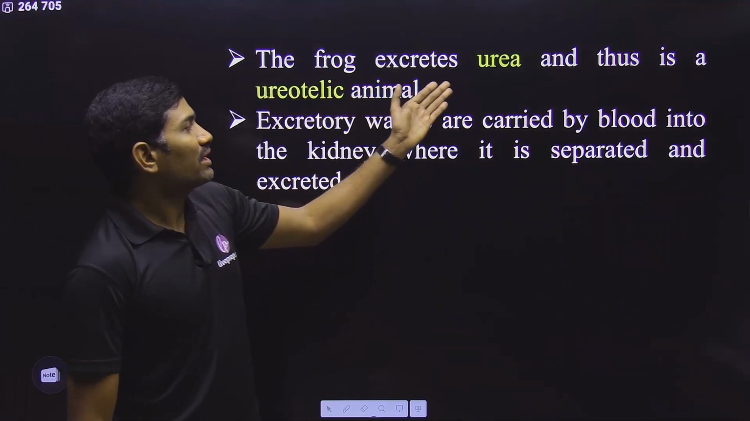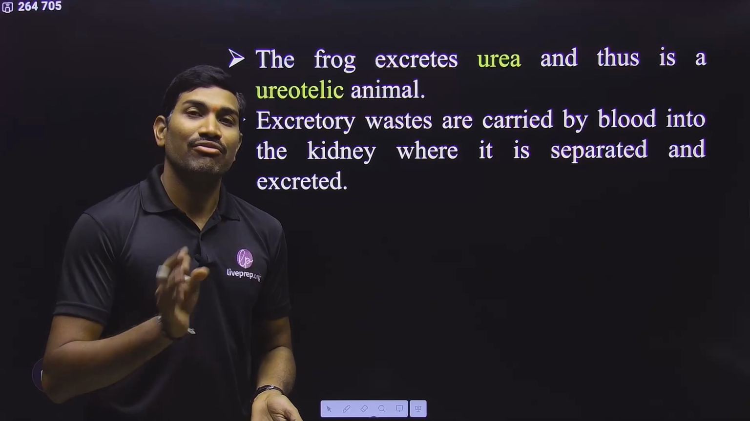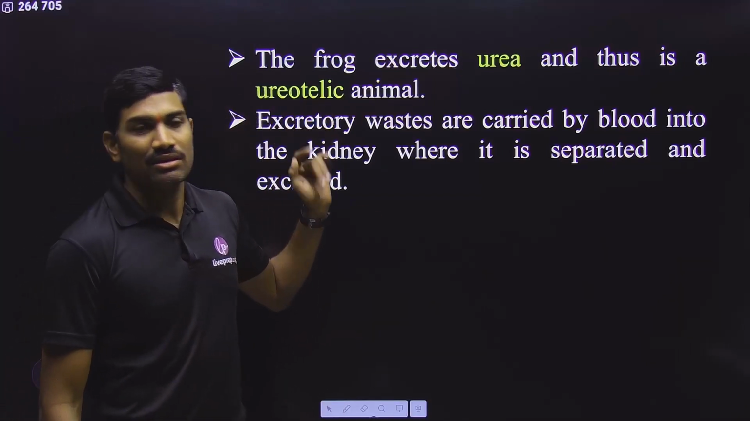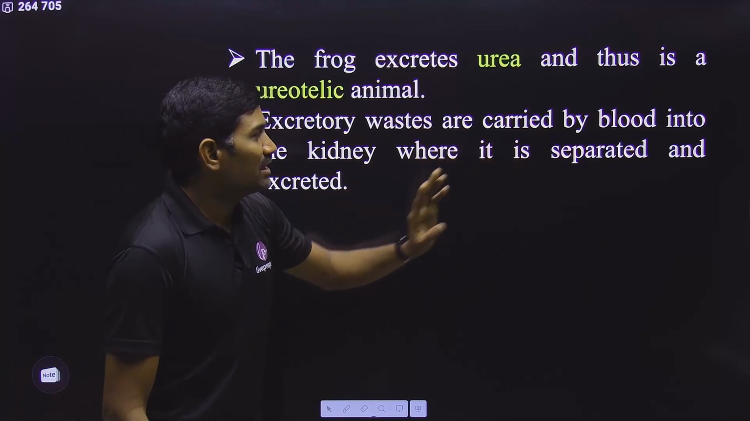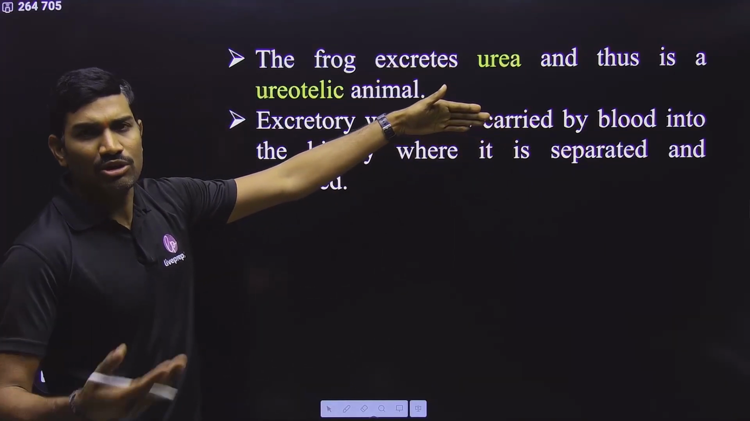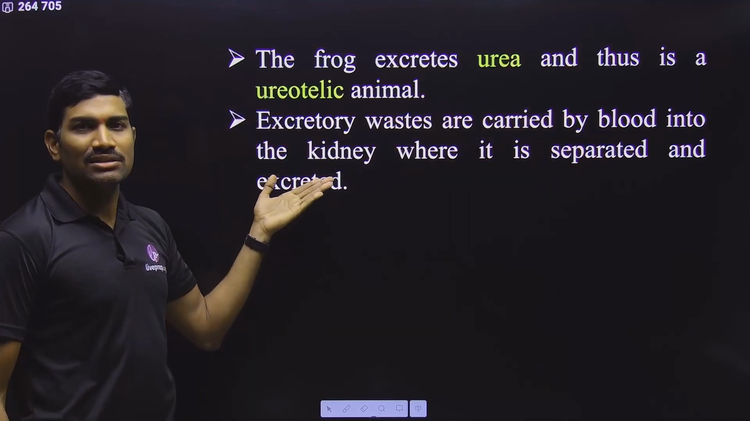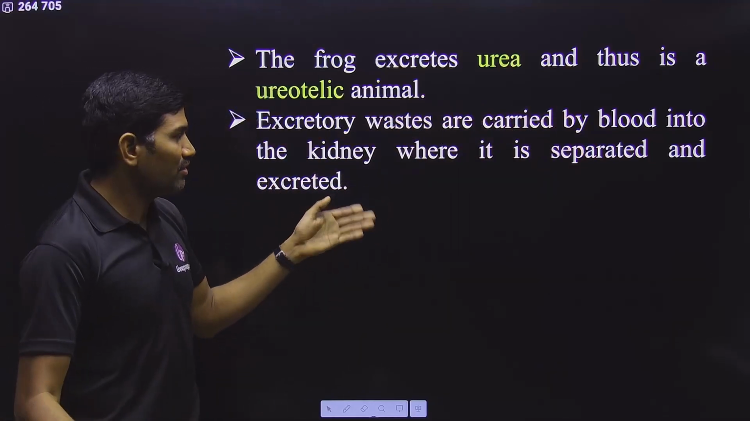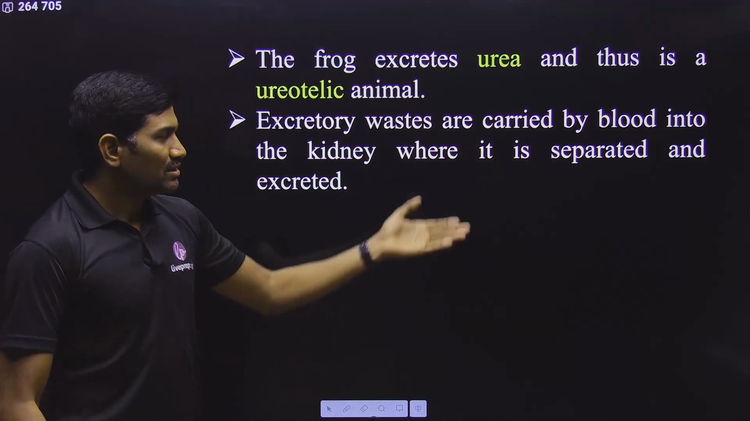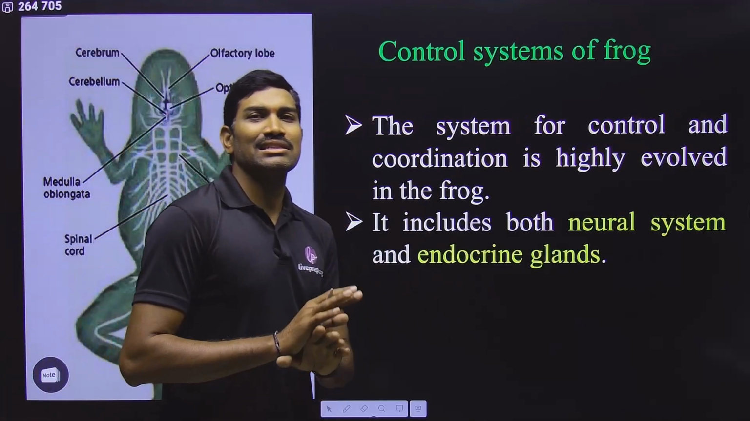Next one, the frog excretes urea. Human is also excreting urea. So that's why frog and human, both of them are ureotelic animals. Clear? Next one, excretory waste materials are carried by blood into the kidney. Same as in human, excretory waste materials are carried by the blood and ultimately go to the kidneys. There the filtration takes place at the nephron. They are separated and excreted along with the urine. Same information is for human also. So with this, excretory system is completed.